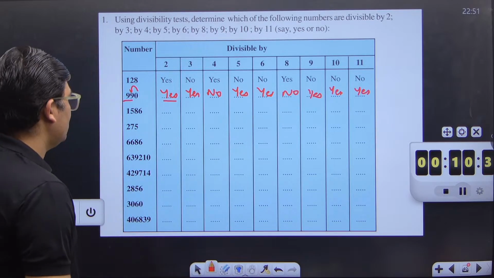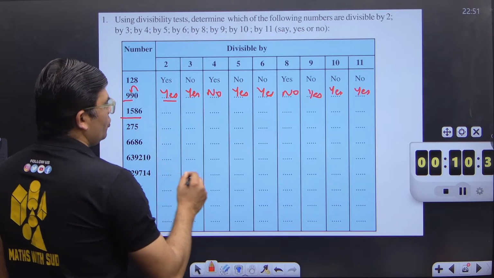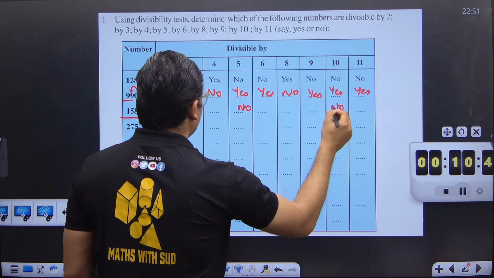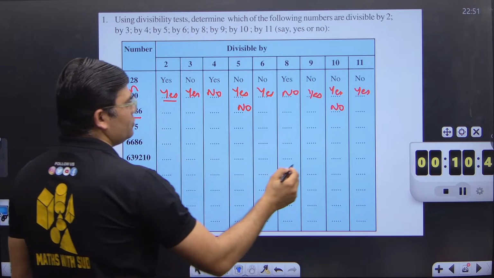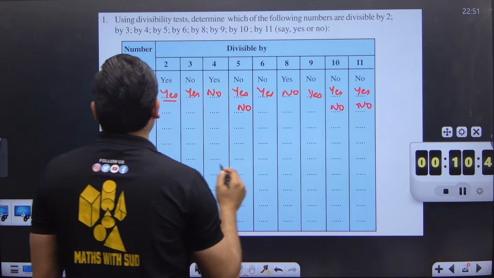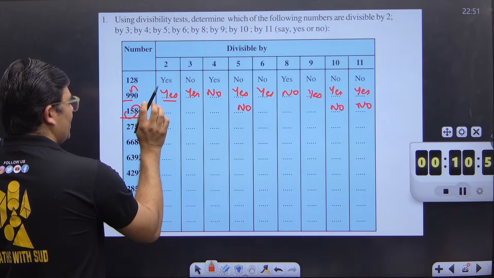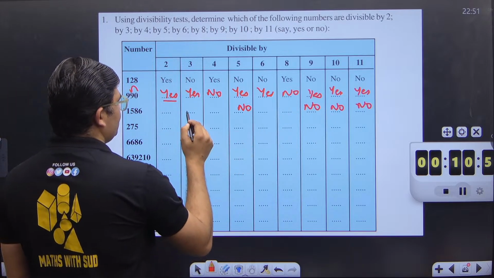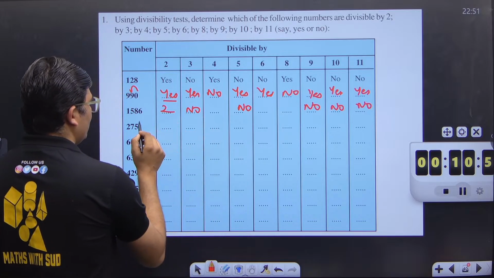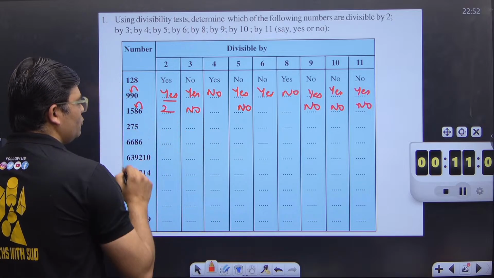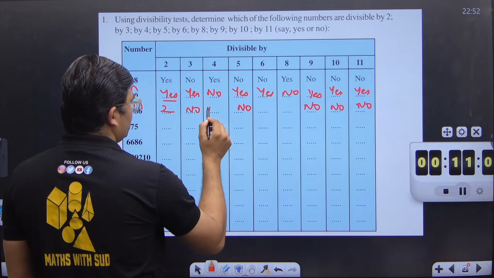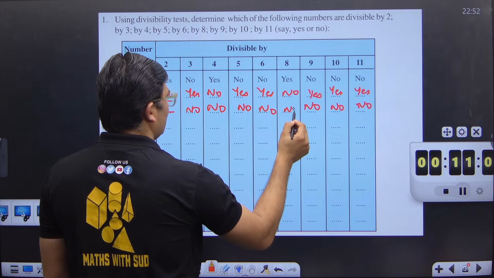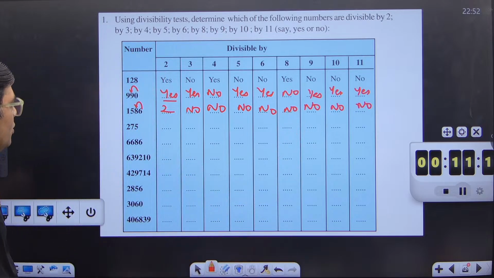Next question. 1586. It is not divisible by 10. It is not divisible by 5. For 11, 6 and 5 is 11, so it is not divisible by 11 as well. Now if we add the digits, 8 plus 1 is 9, 6 plus 5 is 11, so it is not divisible by 9 as well. It is not divisible by 3 as well. It is divisible by 2. And for a number ending with 6, the previous digit has to be an odd number for divisibility by 4, so it is not divisible by that as well. Not divisible by this as well. Only divisible by 2.